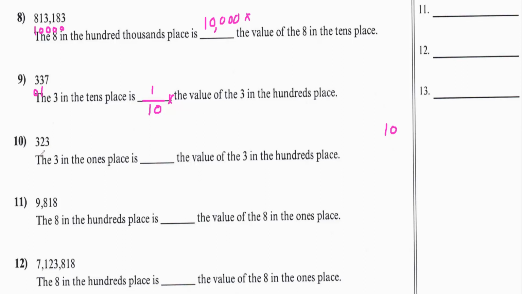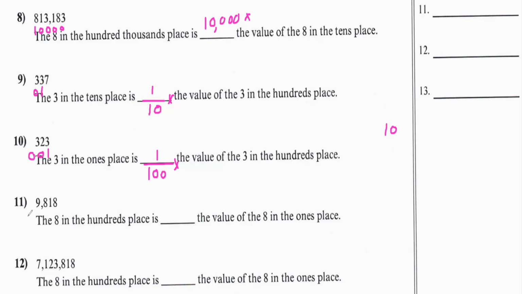Then number 10. 3 in the ones place. This is the ones place. Put 1 here. What is the value of the 3 in the hundreds place? So put the 1, 0, then another 0. Since I'm putting the 0 on the left side of 1, you have to divide. So 1 over what? This is the 100. 1 over 100 times the value of the 3 in the hundreds place.